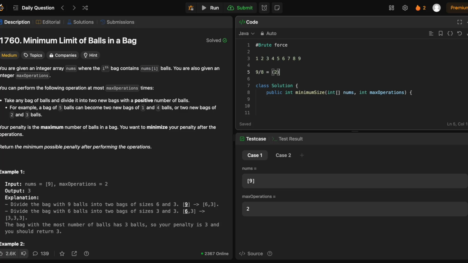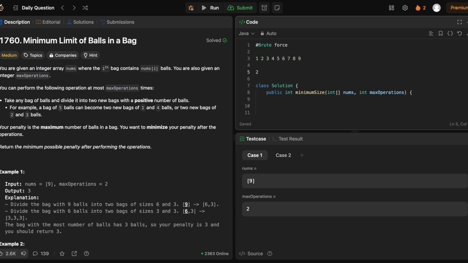Then we subtract 1 from the 2 to get the number of operations. Then we do the same until we get to a point where it takes more than the max operations that we have. In this case, let's say we get to 3. 9 divided by 3 is 3, then plus 1 minus 1, that becomes 3 minus 1, which is 2, which is the correct answer.